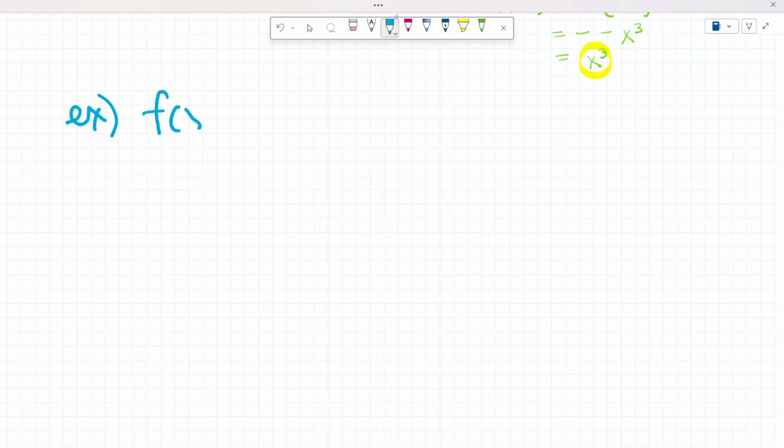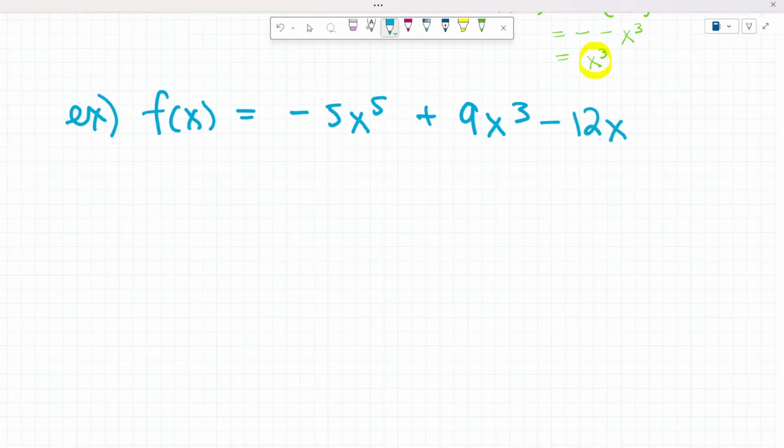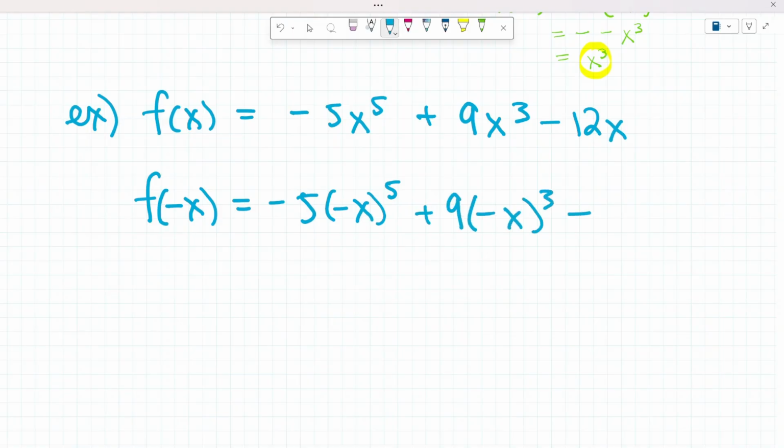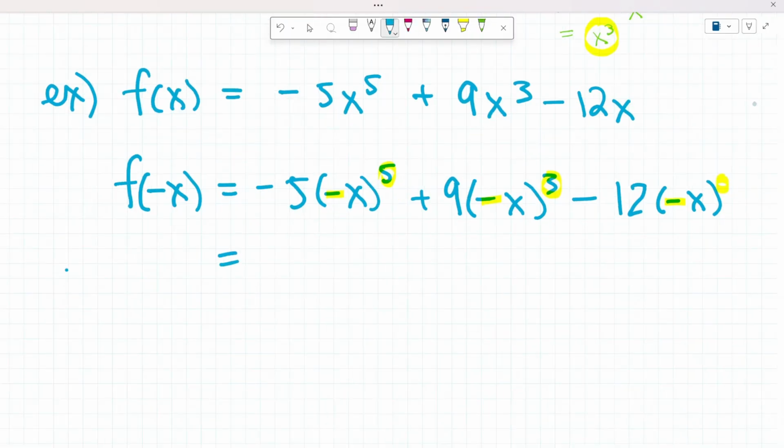So what if we have f of x equals negative 5x to the power of 5 plus 9x cubed minus 12x. So let's first do f of negative x. We'll do this step by step. So that means everywhere where we have an x, we're going to put a negative within the brackets. So we've got something that looks like this. So you see we've added all these negatives, and because we have odd exponents for each one, that means it's going to turn the whole thing, each term negative.